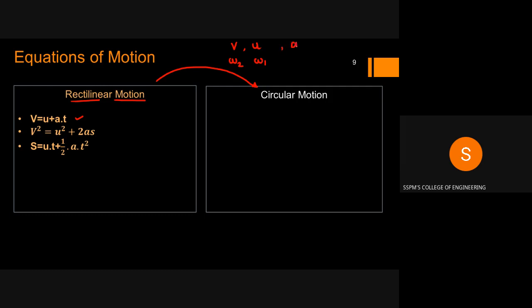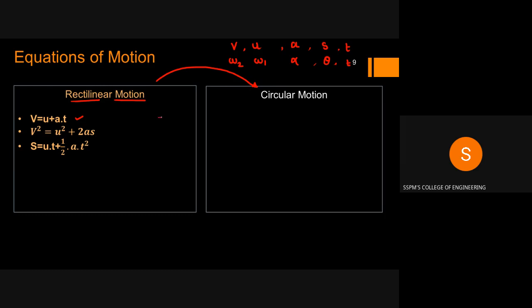Next, a is the acceleration in the rectilinear motion. We will use alpha as the angular acceleration in the circular motion. s is the displacement in the rectilinear motion. We will use theta as the displacement, that is the angular displacement, or angle turned by the particle. t will remain the same. t is the time.